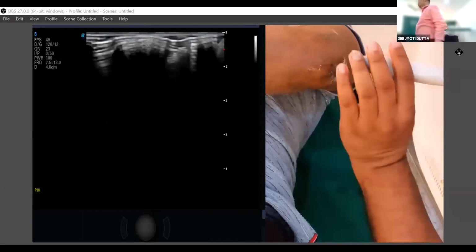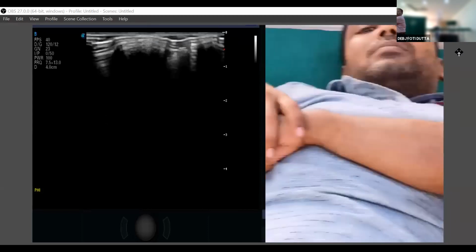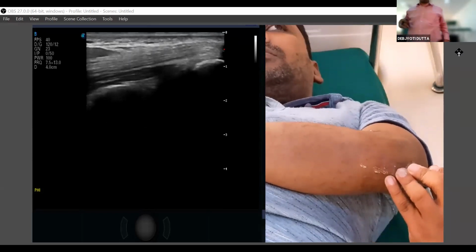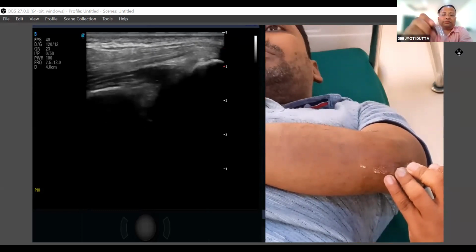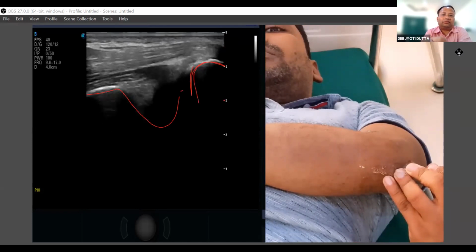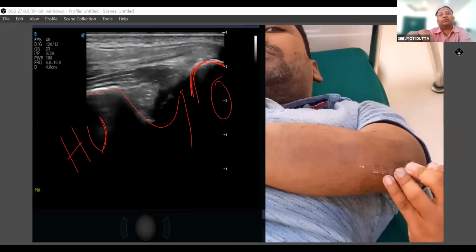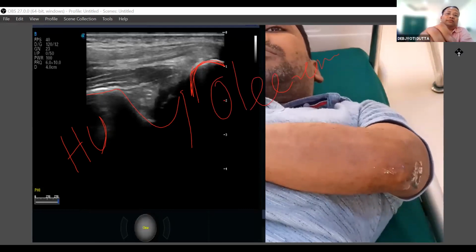Yes. Okay, here we need to focus properly. Actually, the problem is the depth is too superficial, so we need to focus down, down, down. Now you are able to see a beautiful picture. Okay, I'm reducing the frequency a little also. Okay, no, 13, 10, around 10. Yes. Now you are able to see the clear view of the triceps and olecranon fossa.